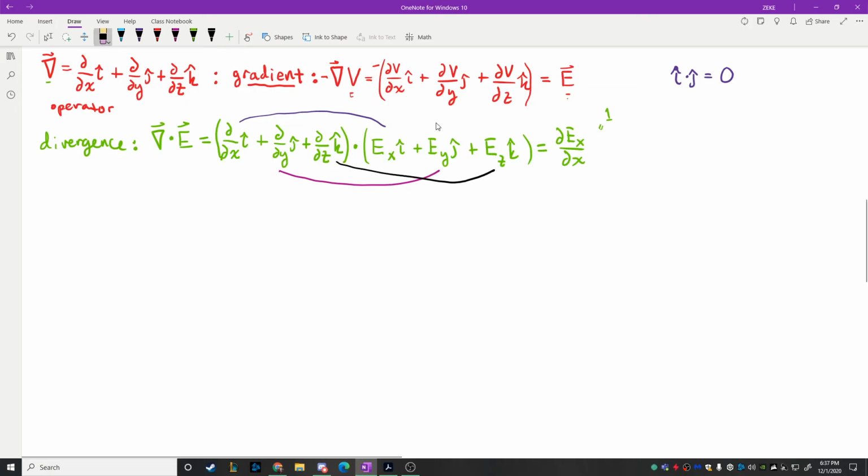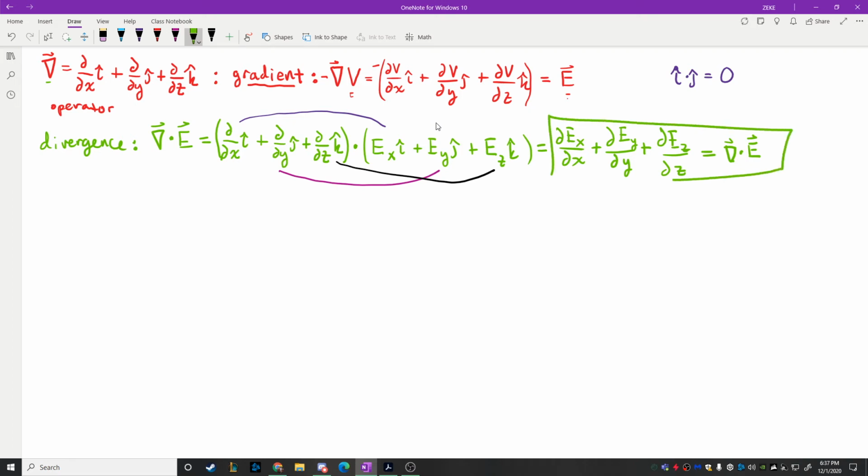So this one's the easiest one, divergence. For one thing, the answer is a scalar. That's kind of handy. Scalars are always really easy to deal with. So what we're going to get is del Ey del y from the second two, and then we'll get del Ez del z. And this is what we call the divergence of a vector field.